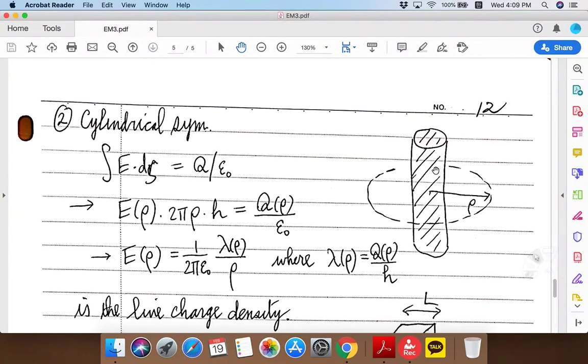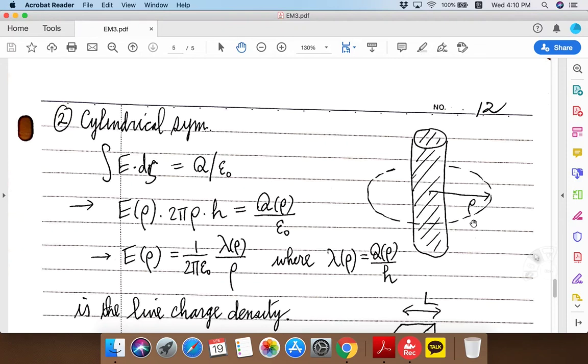There's also a useful application for situations that possess cylindrical symmetry. For example, if you have a cylinder with some charge distribution inside, and let's say the charge density is uniform along the length of the cylinder, and also uniform with respect to the angle. However, the charge density may well depend on the radial distance from the origin, which I wrote as rho.